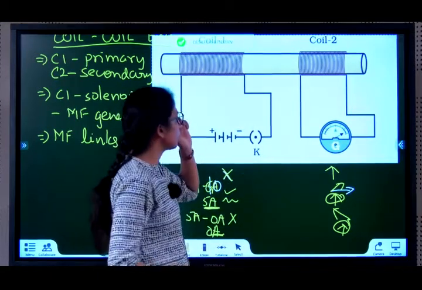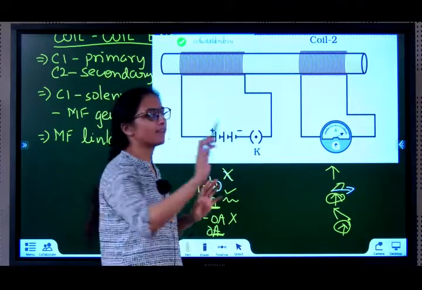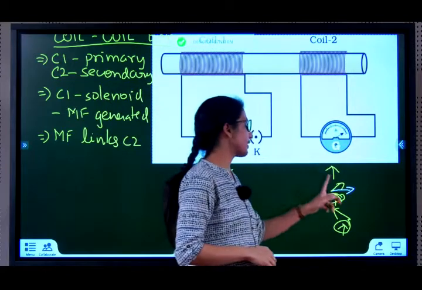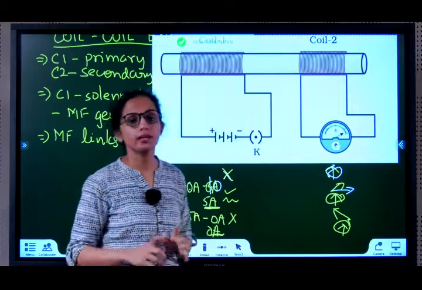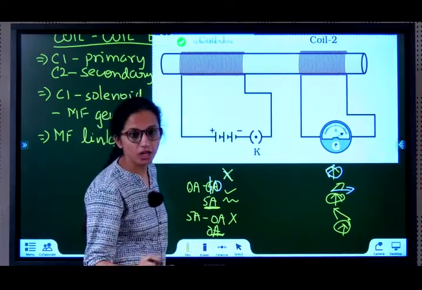Now the point to be noted in this experiment is, if there was steady current, constantly 5 amperes, or constantly no current, 0 amperes or whatever, then for steady current and no current, there is no deflection. But there is a deflection whenever current is changing.